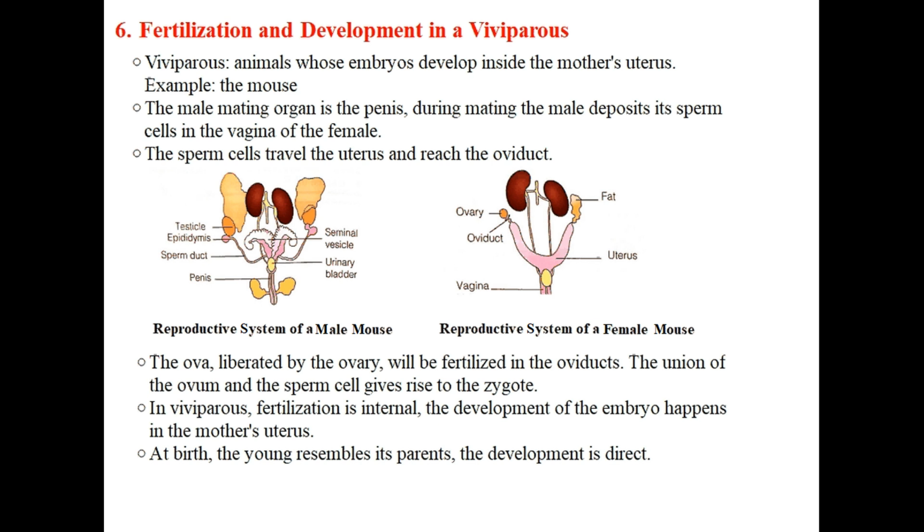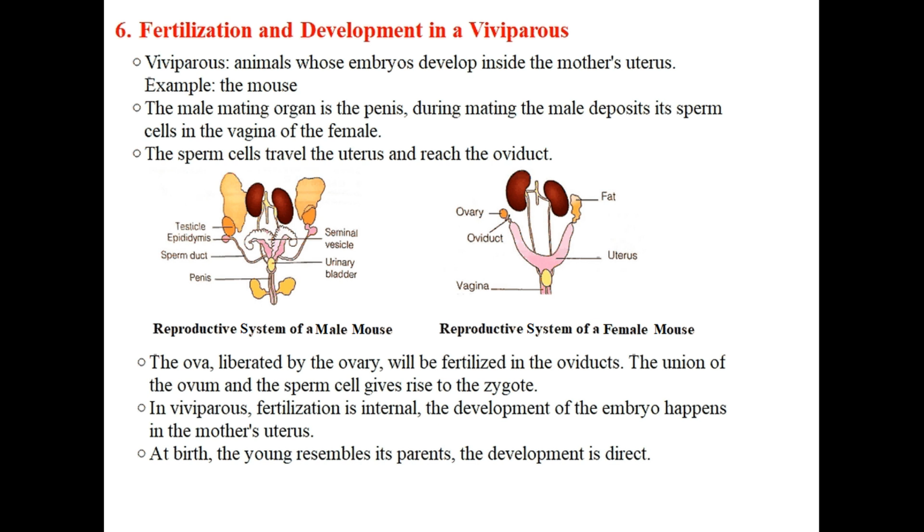Now, we're going to see the fertilization and development in a viviparous. A viviparous is an animal whose embryo develops inside the mother's uterus. Example, the mouse. The male mating organ is the penis. During mating, the male deposits its sperm cells in the vagina of the female. The sperm cells travel the uterus and reach the oviduct.